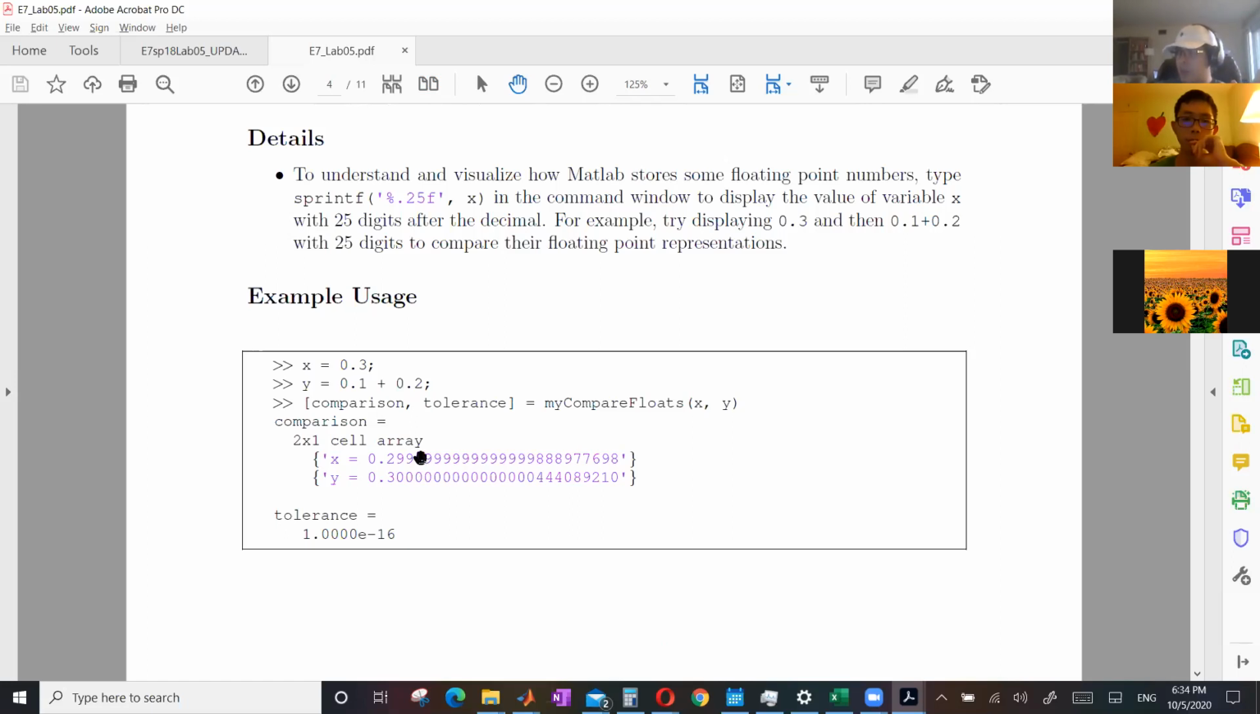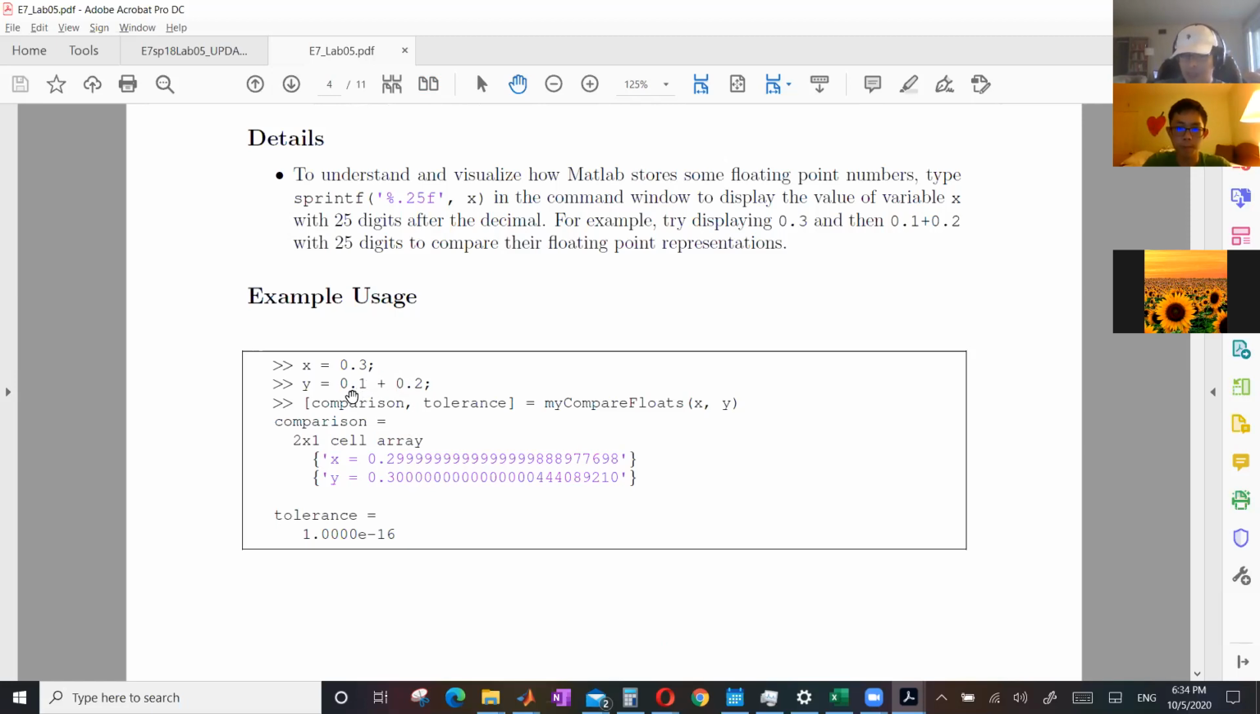Within the memory usage of the computer, or the precision, the double precision. And it does the same with 0.1 and 0.2. It approximates them as close as it can with powers of 2.